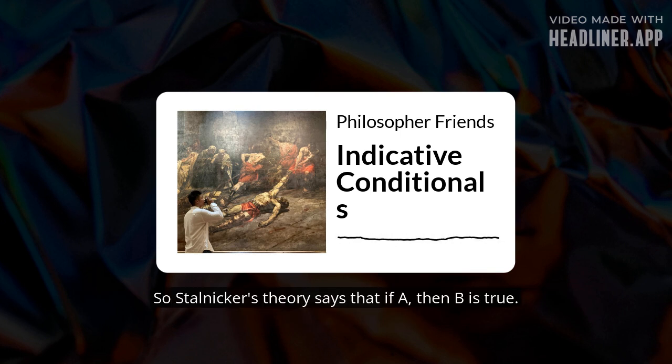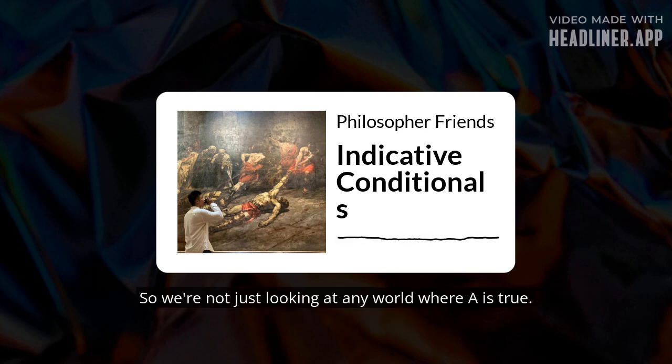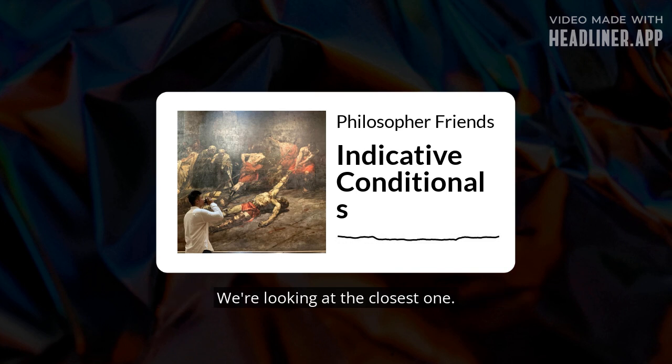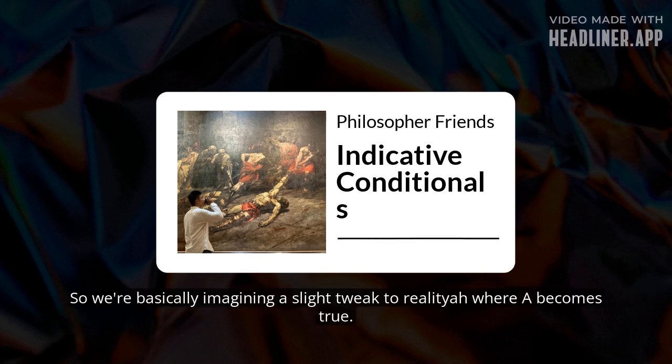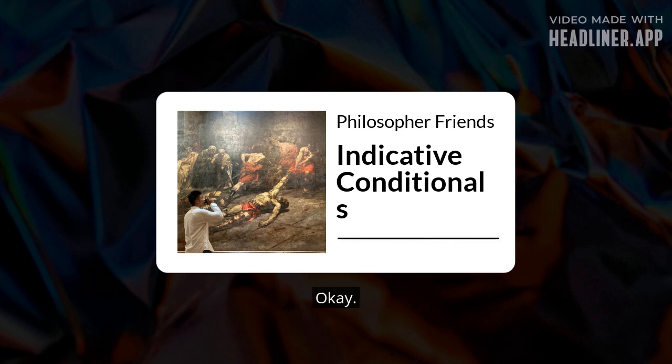So Stalnaker's theory says that if A, then B is true if B is true in the possible world that's most similar to the actual world and where A is also true. So we're not just looking at any world where A is true. We're looking at the closest one to our reality. Okay, so we're basically imagining a slight tweak to reality where A becomes true, and then we're checking if B is also true in that tweaked reality. I kind of like that.